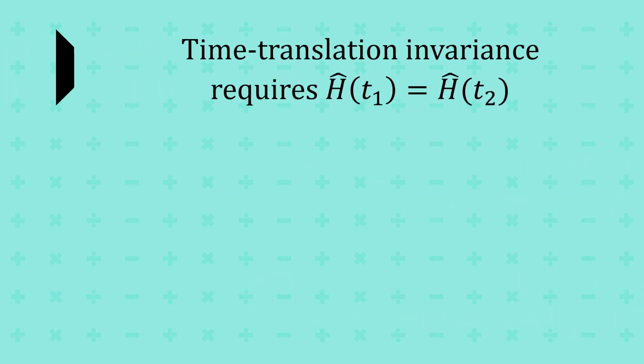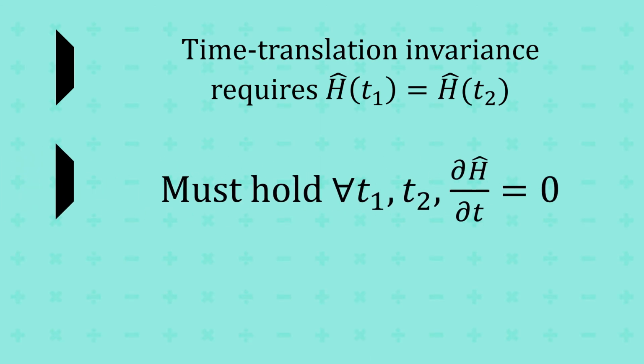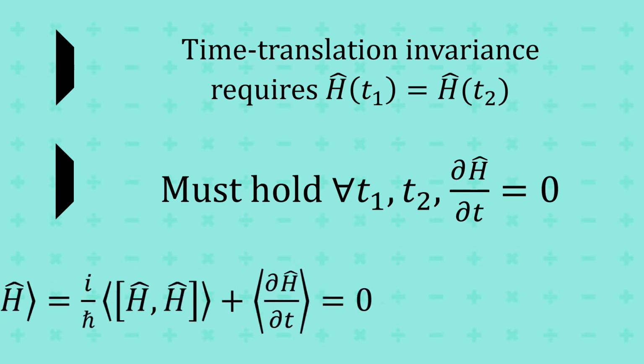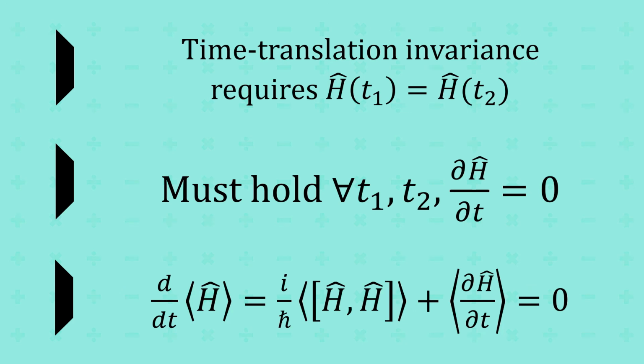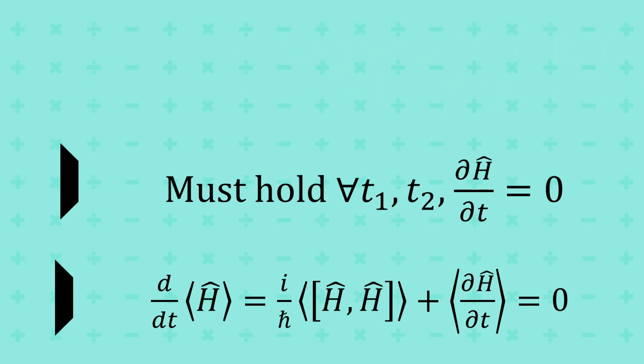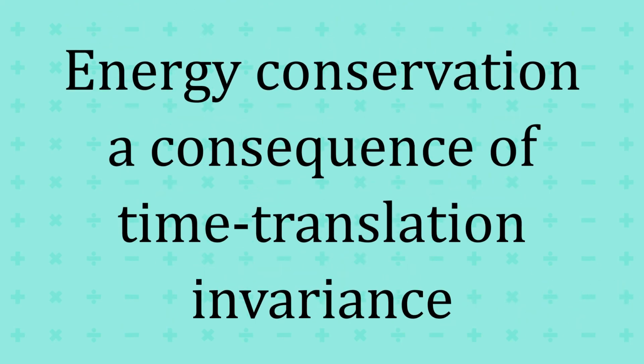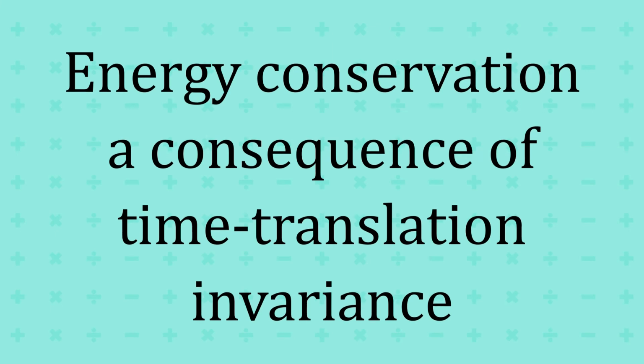However, we can find that the time translation invariance requires that the Hamiltonian at t1 equals the Hamiltonian at t2. And because this must hold for all t1 and t2, this means the Hamiltonian must be time independent. In this case, Ehrenfest's theorem implies that the time derivative of the Hamiltonian equals 0. Therefore, energy conservation is a consequence of time translation invariance.